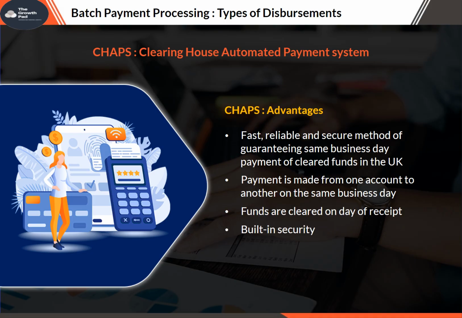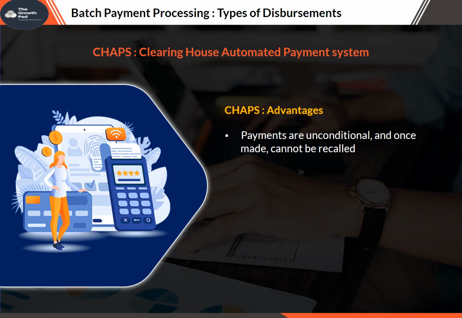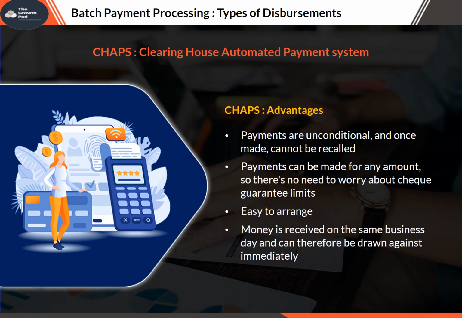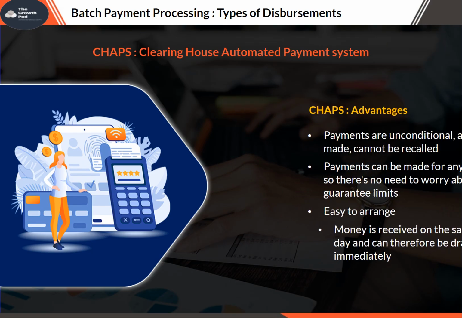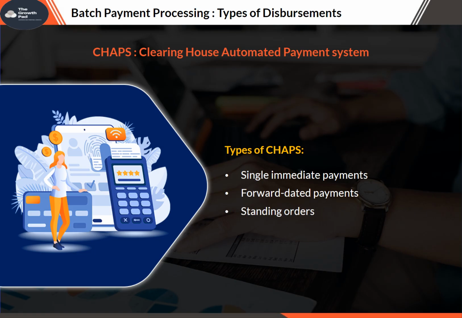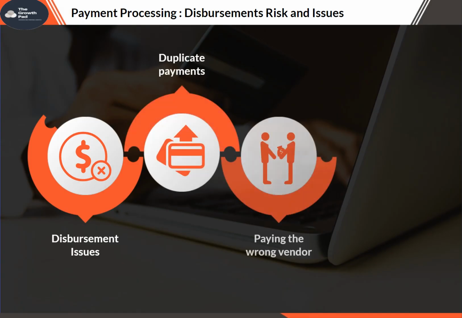Built-in security. Nationwide service. Payments are unconditional, and once made, cannot be recalled. Payments can be made for any amount, so there's no need to worry about check guarantee limits. Easy to arrange. Money is received on the same business day, and can therefore be drawn against immediately. Types of CHAPS. Single immediate payments. Forward-dated payments. Standing orders.